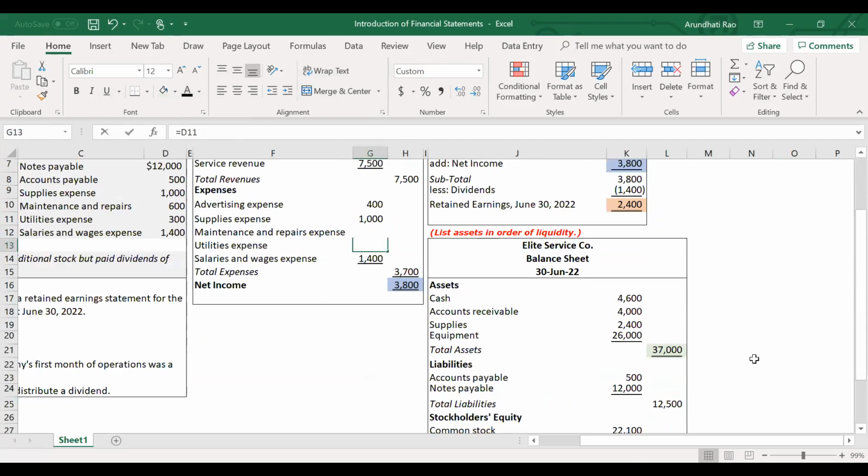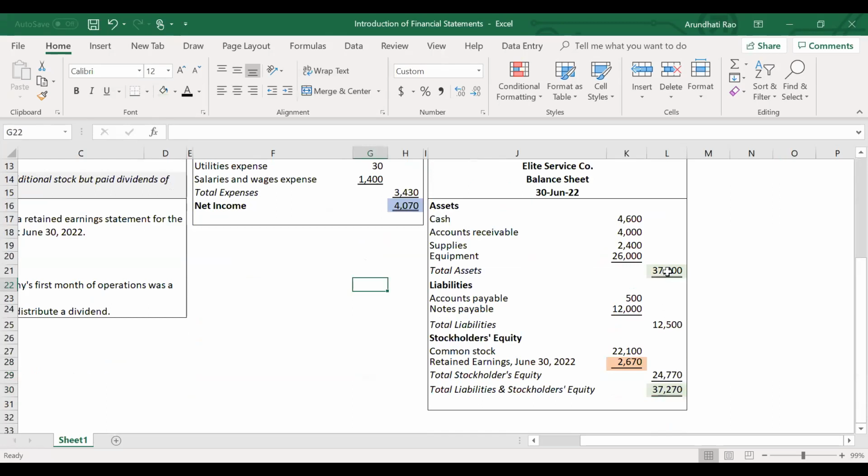Let me go ahead and do that and see what happens. If I make this 30, this changes, all these numbers change, and you're going to see your total assets do not equal total liabilities and stockholders' equity. Obviously, let me switch that around so that we get this.